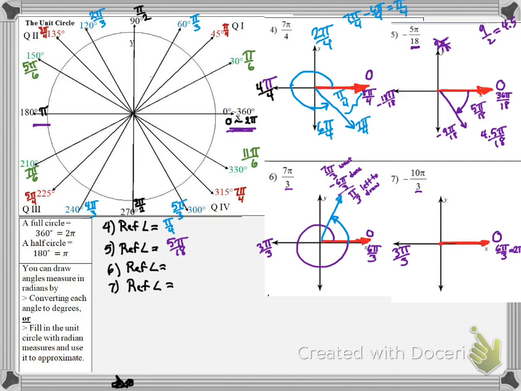How much further did I go? After I'd gone the full circle in purple, I want another pi over 3 more. So my reference angle for this problem is pi over 3. That's how far I am from the nearest part of the x-axis.